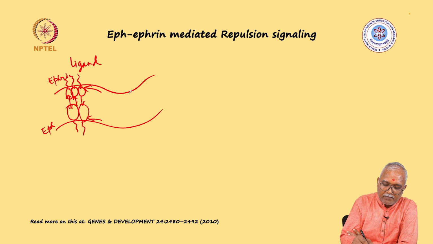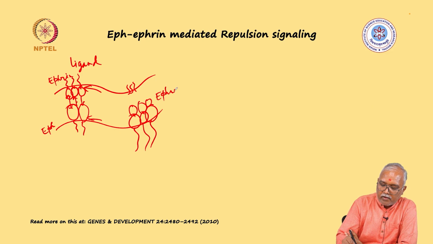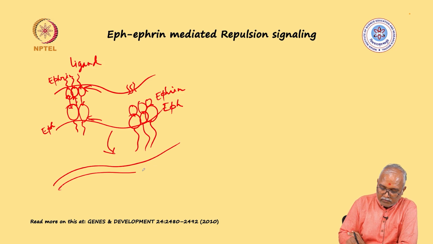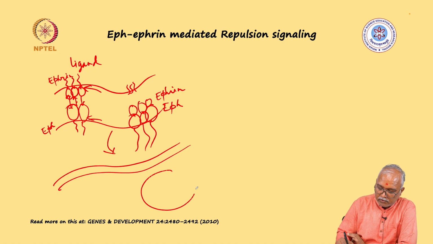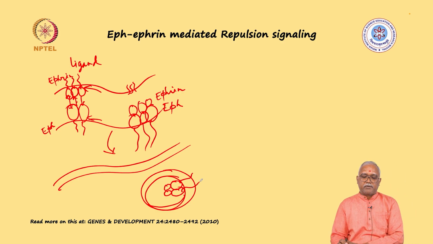cleavage was done, so what will happen? That this tail will remain here and this entire complex of Ephrin extracellular tail and the entire EPH will be taken inside the cell. What will be the resultant situation? That you will have the membrane and eventually you will have the endocytic vesicle, which will have the ligand and this receptor together.